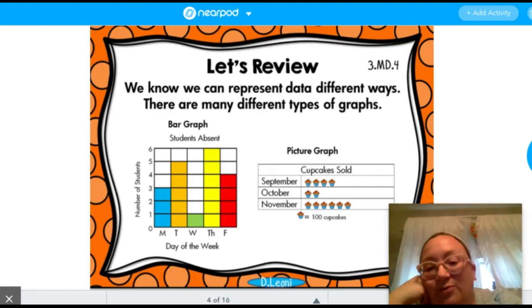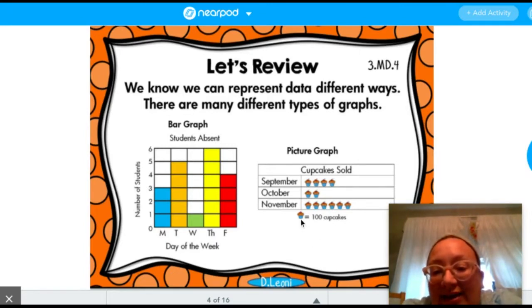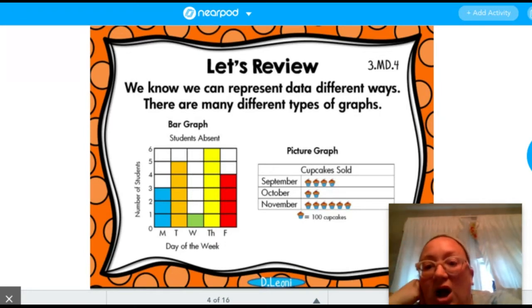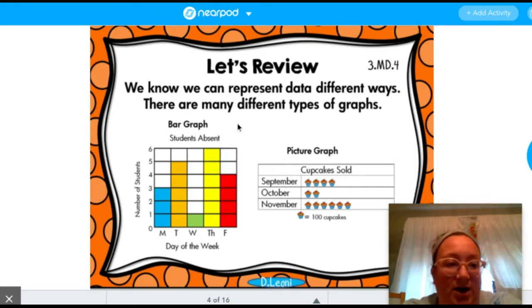So we can also use a picture graph. Now, these are a little bit more similar to what we're going to be working with today with the line plot. You have to remember that each of these cupcakes represents 100 cupcakes. So in September, they didn't just sell 4 cupcakes. They actually sold 4 times 100, which would be 400 cupcakes. In which month did they sell 200 cupcakes? You got it. They did that in October. And how many cupcakes did they sell in November? 600 cupcakes. Good. We have 6 cupcake symbols, and we know that each cupcake symbol equals 100. 6 times 100 is 600. Great job, guys.